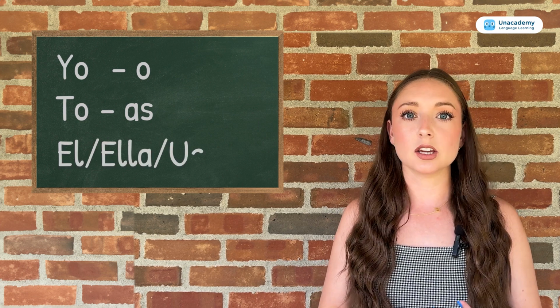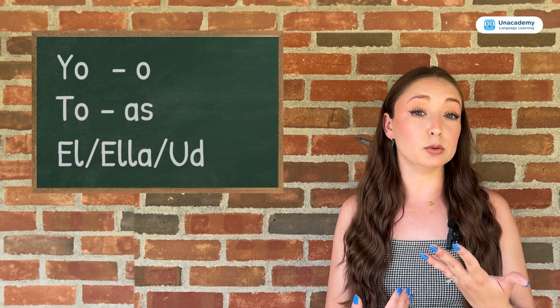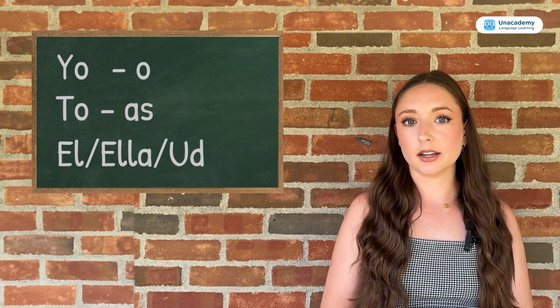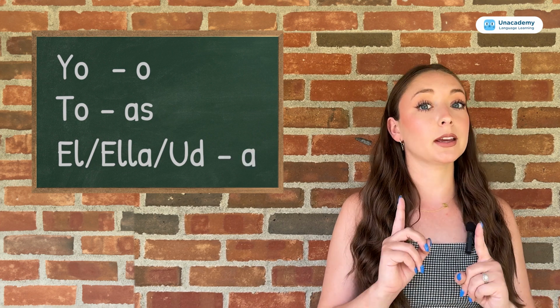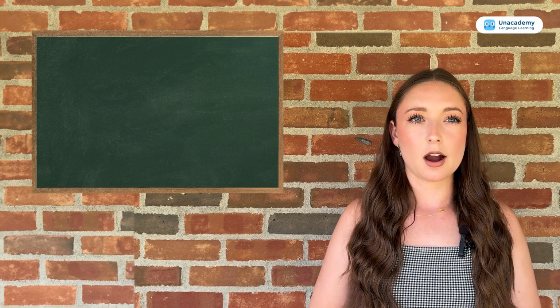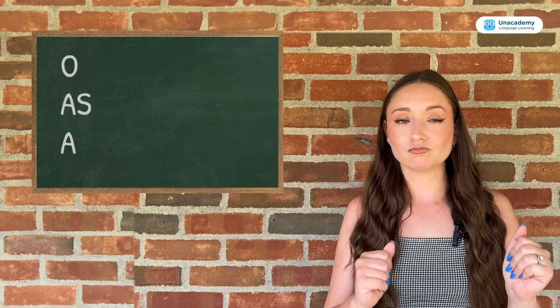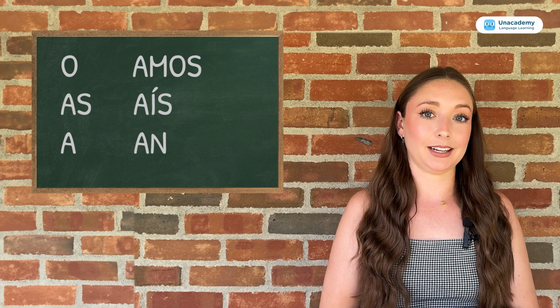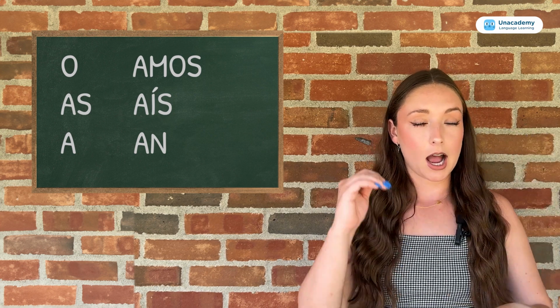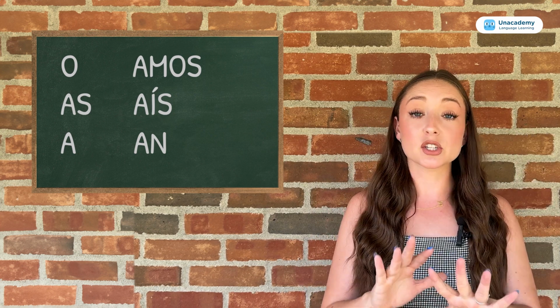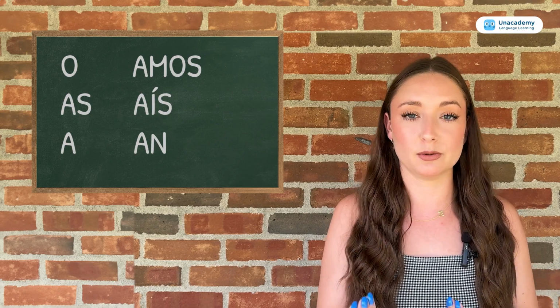To say he or she or you formal, usted formal, the ending for AR verbs is always going to be A. All right, so let's go through them with a little chant, I guess. Yo: o, tú: as, él: a, nosotros: amos, vosotros: áis, ellos: an. Okay, o, as, a, amos, áis, an. These are our endings that let us know who is doing the action.